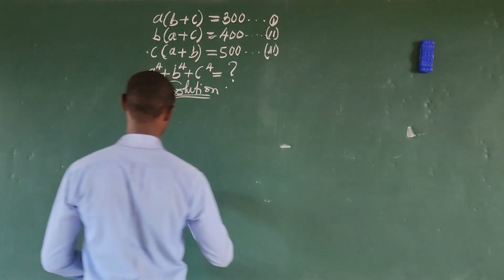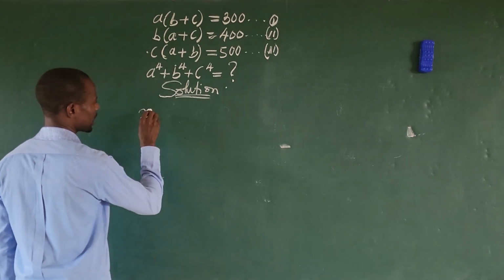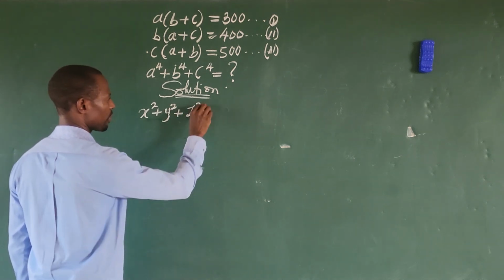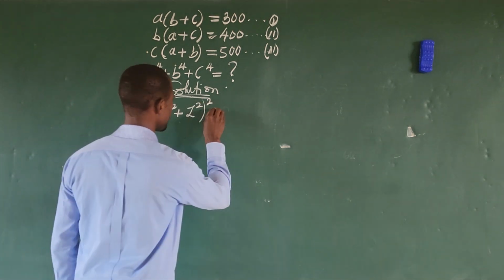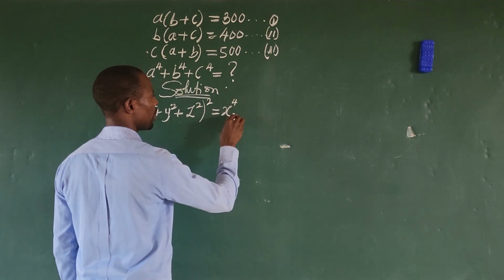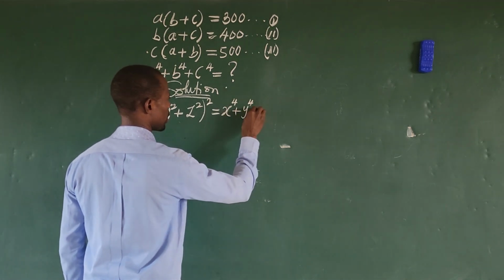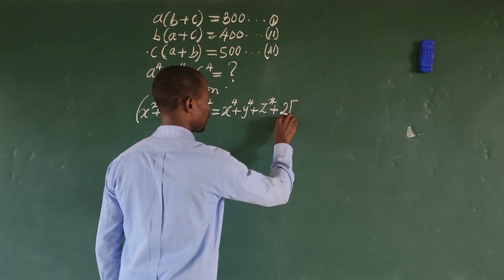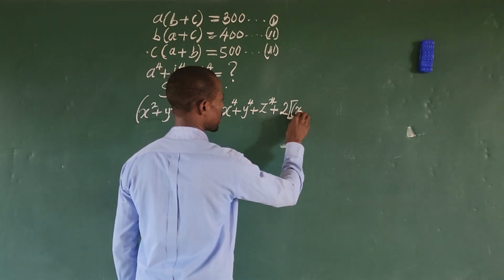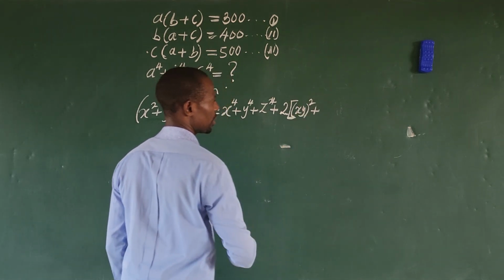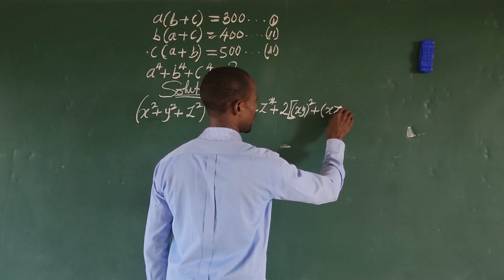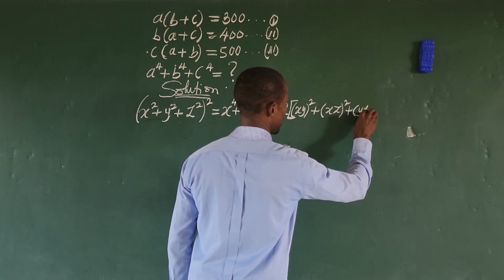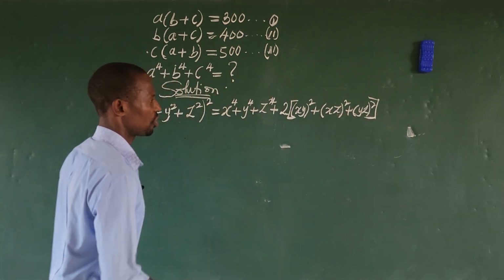Now remember the algebraic expression which says that if you have x to the power of 2 plus y to the power of 2 plus z to the power of 2, everything in bracket to the power of 2, this is equal to x to the power of 4 plus y to the power of 4 plus z to the power of 4, plus 2 into a square bracket, (xy) squared plus (xz) squared plus (yz) squared. You remember this expression? Okay.